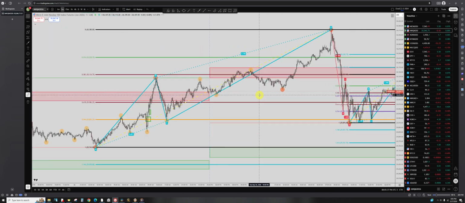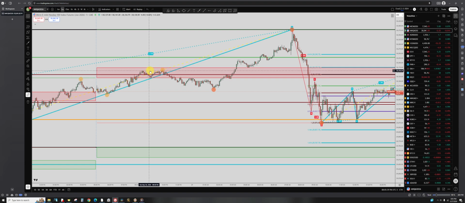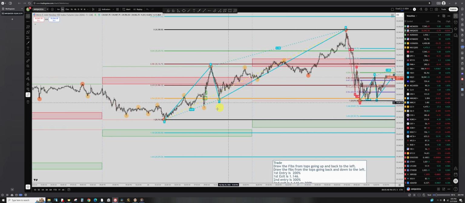Nasdaq was a little bit different today because you can see price shot up. Got a little resistance here in the resistance zone from yesterday's high to the 1.146, but then it shot right past through it. But then what we had down here was just a continuation of an ABCD move. So ABCD, that one was complete.